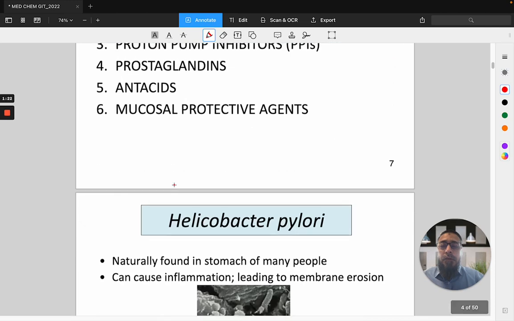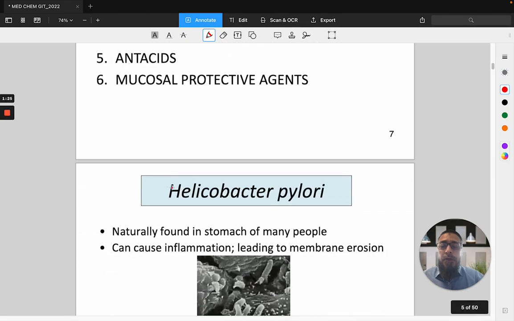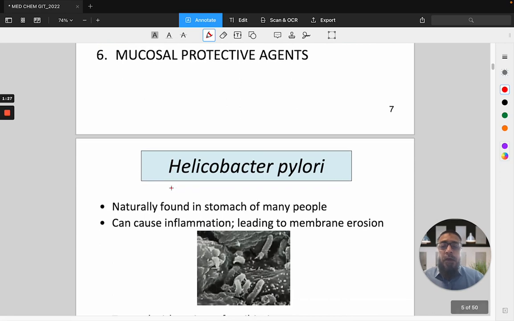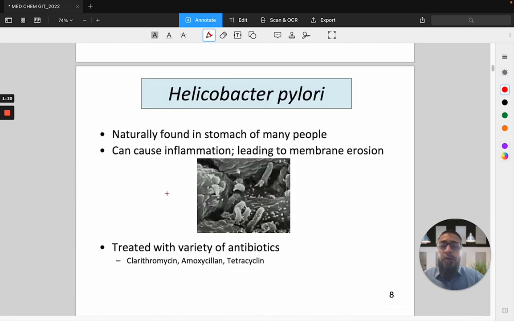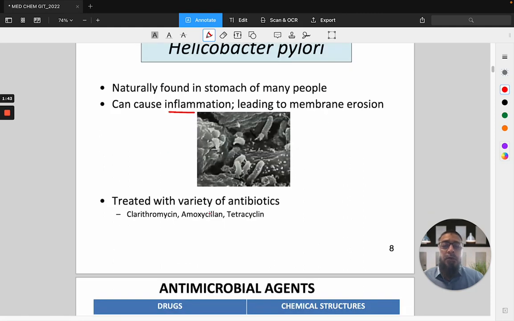First of all, the antimicrobial agents are used, for example, against the infection caused by Helicobacter pylori. As you know, this is naturally found in the stomach of many people, and it generally causes inflammation leading to membrane erosion. This inflammation can be treated with antibiotics, for example erythromycin, amoxicillin, and tetracycline.